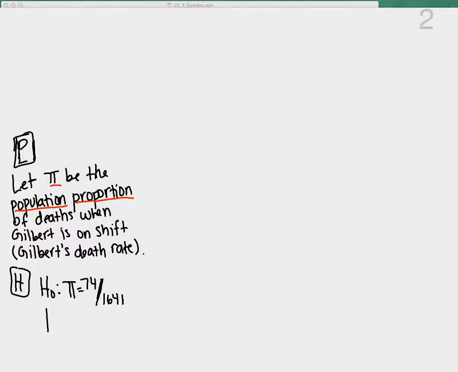And then the alternative is going to be that pi is greater than 74 out of 1,641. So Gilbert has a higher death rate. Not only in symbols, but you need to say what this means in words. So for the alternative, this is going to mean that Gilbert has the same death rate as the hospital.